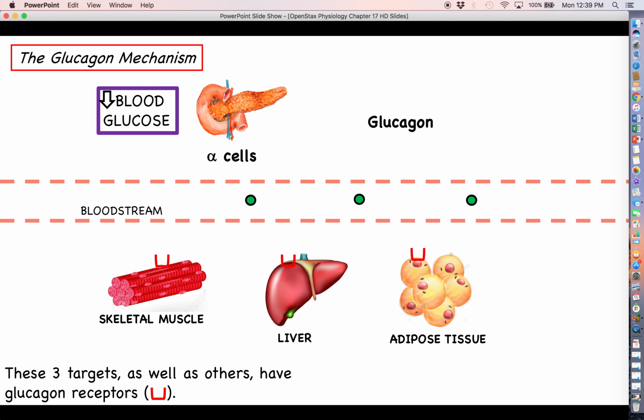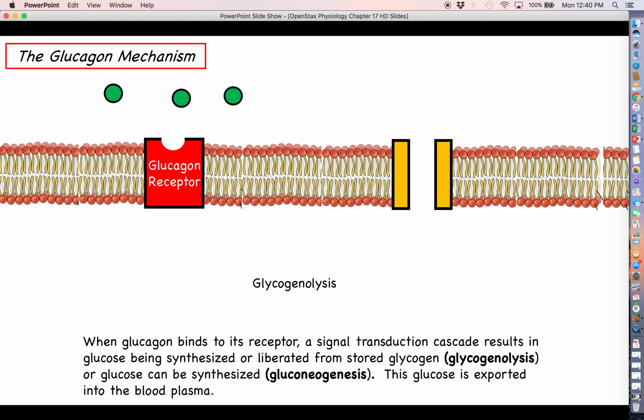Glucagon will get into the bloodstream the exact same way insulin did, and the effectors are even going to be the same as well: skeletal muscle, liver, and adipose tissue. So all three of these tissues not only have insulin receptors, but they've got glucagon receptors as well. And once glucagon does its thing, which we'll talk about on the next slide, the blood glucose levels should start to rise. So the glucagon receptor is actually a G-protein coupled receptor. So the mechanism behind how it works is going to be totally different.